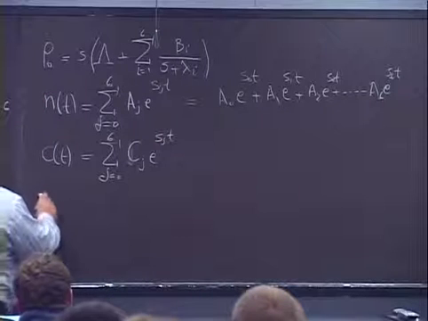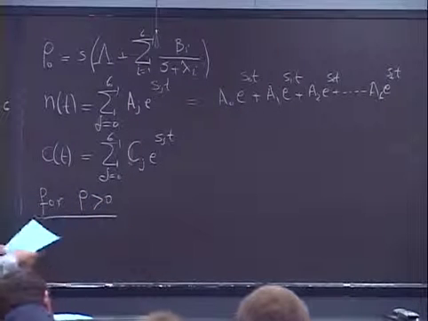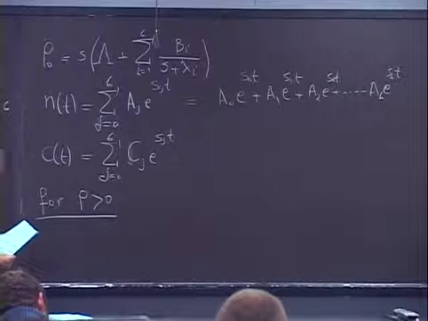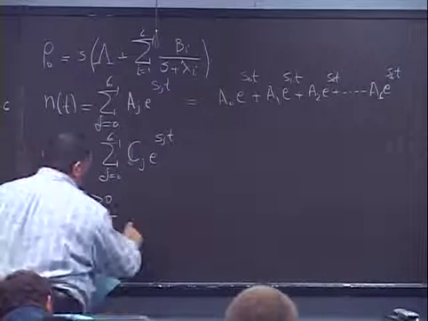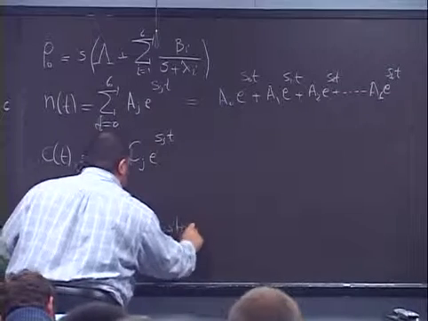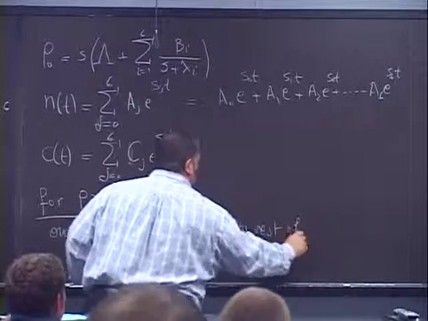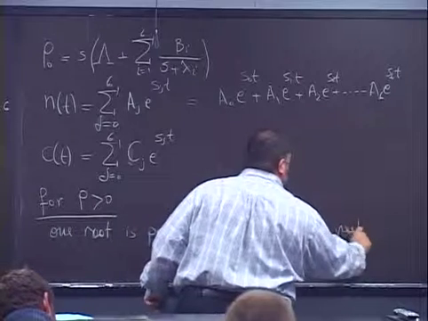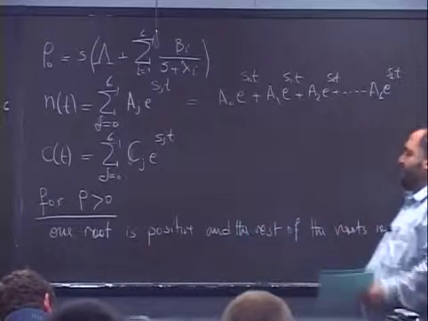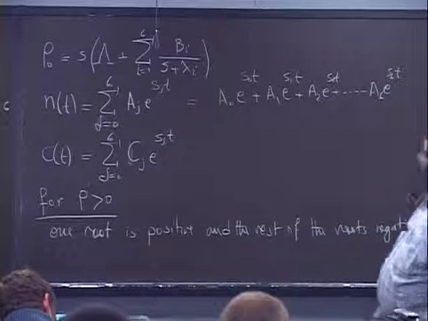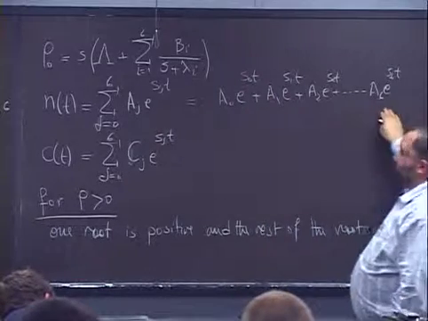So let's look at each one at a time. For rho greater than 0, we will notice that we will have one root that will be positive, and the rest of the roots will be negative. So for rho greater than 0, one root will be positive and the rest of the roots will be negative. So let's assume that s naught will be positive and the rest will be negative. So all of those will do what if they are negative?